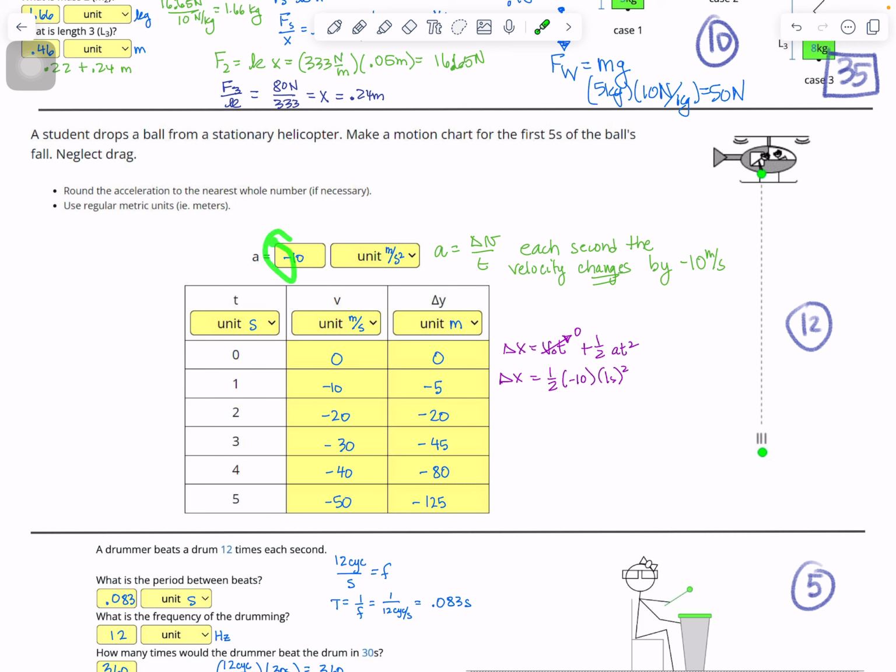If you had this positive, then all of these should be positive. If you did this negative and these were positive, you lost a point. Time is in seconds. Displacement is in meters.